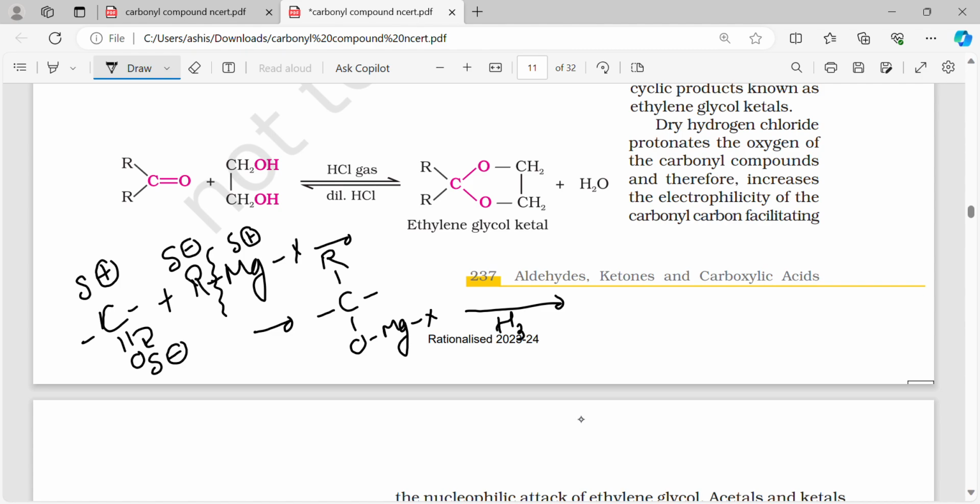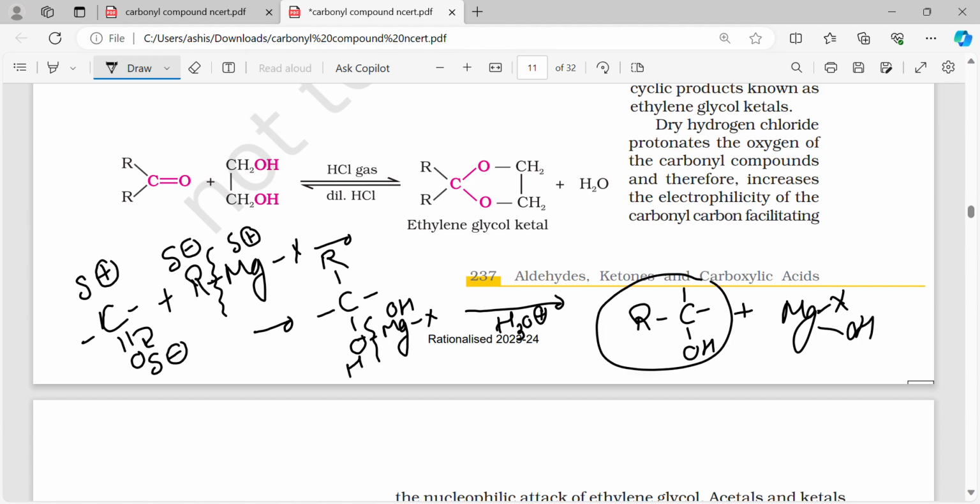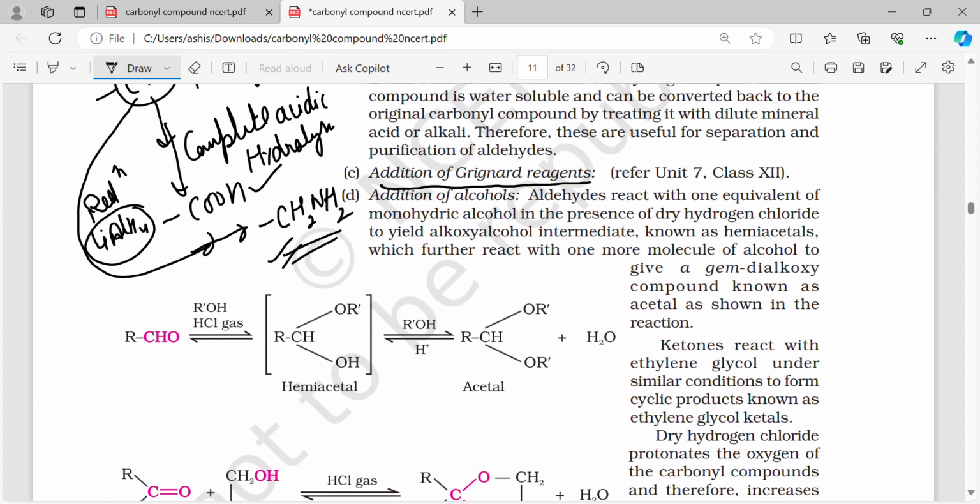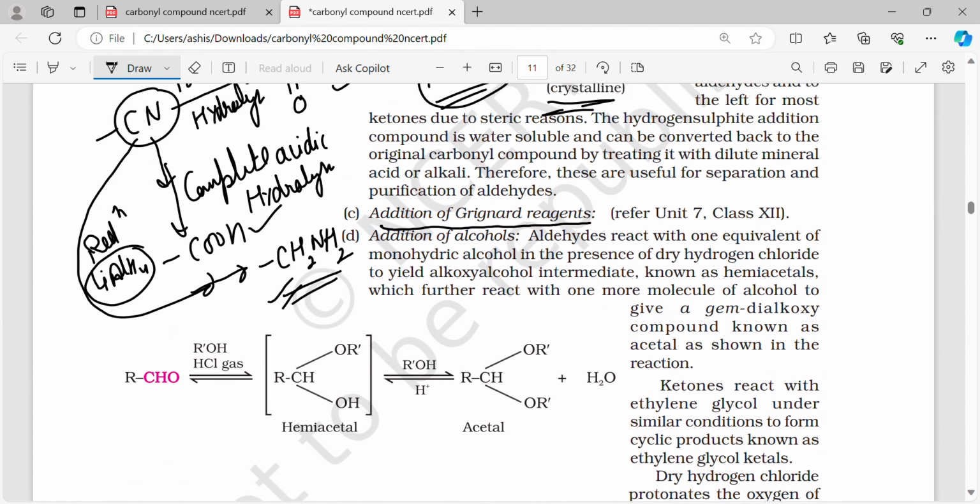Ultimately we will get an intermediate like OMgX, and R will attach to carbon. Now if we do the hydrolysis, that bond will break and H, and here OH will be attached. So our product is R-C-OH plus MgXOH.